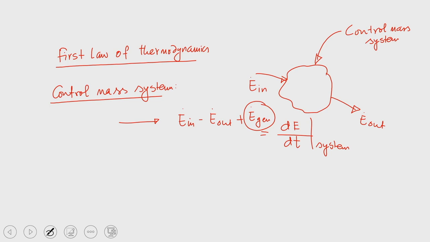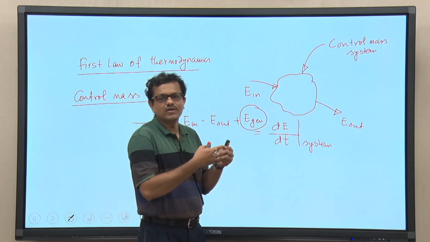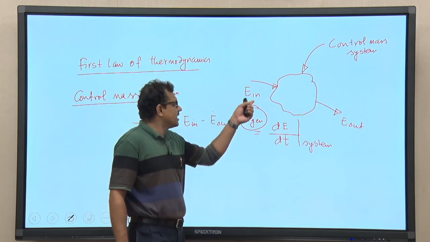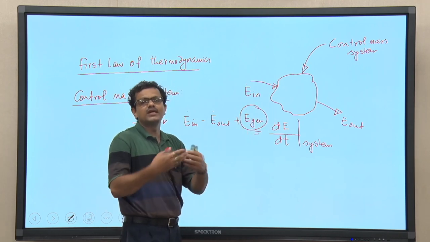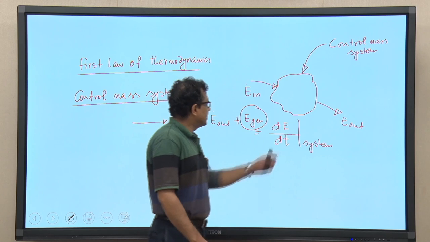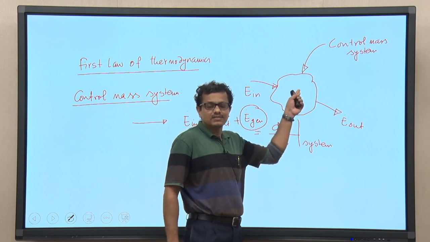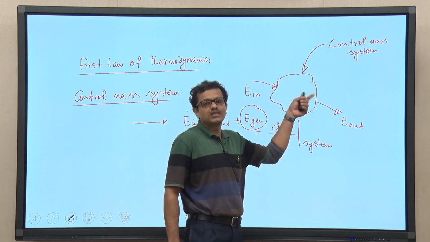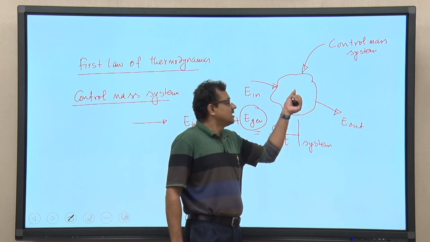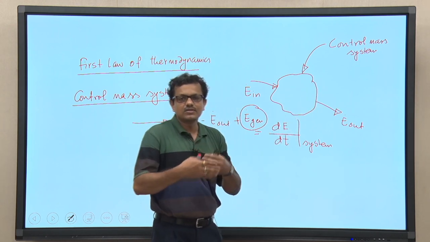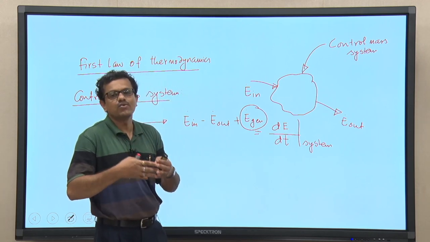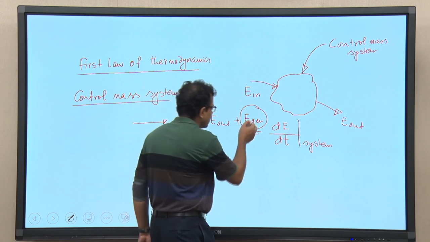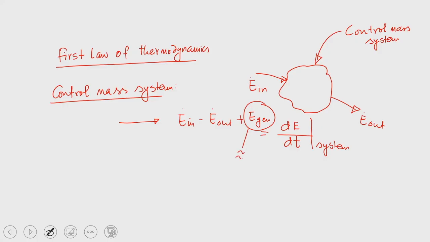Now, the question is, when we can consider that there is no energy generation, we are assuming that energy interaction with this system is only through heat and work. So, energy interaction of the system means energy interaction of the system with the surroundings. When the interaction of energy between system and surroundings is only due to heat and work interaction, then this term can be 0. So, this is equal to 0.